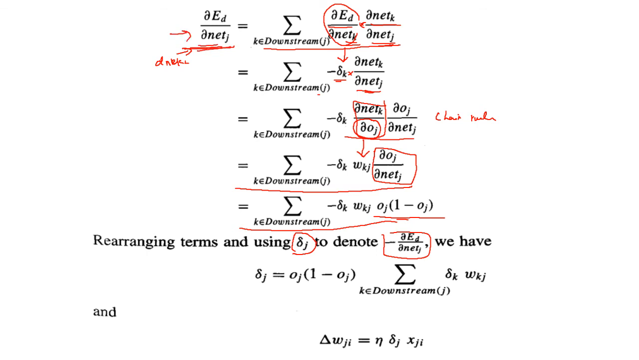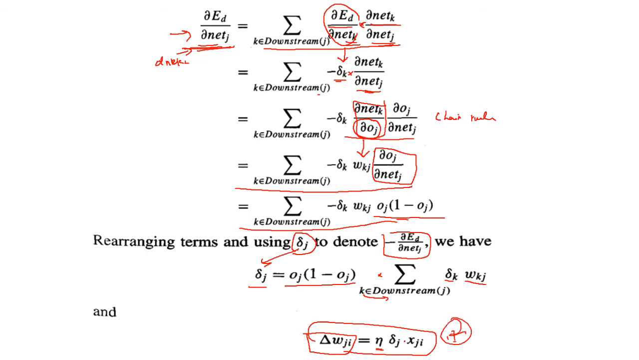Differentiation of Ed divided by differentiation of net j, see this one, is equal to Oj into 1 minus Oj into summation of k belongs to downstream of j of delta k into Wkj, and the delta Wji is equal to learning rate into delta j into Xij.